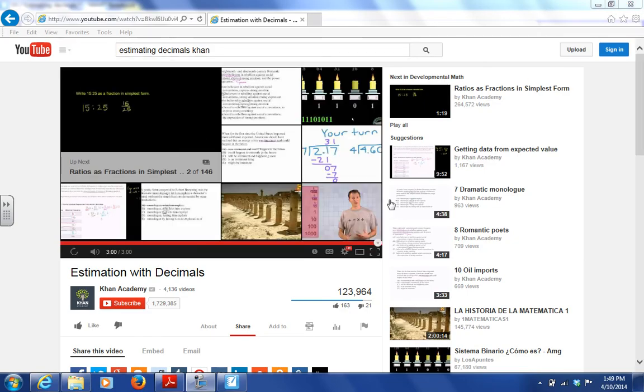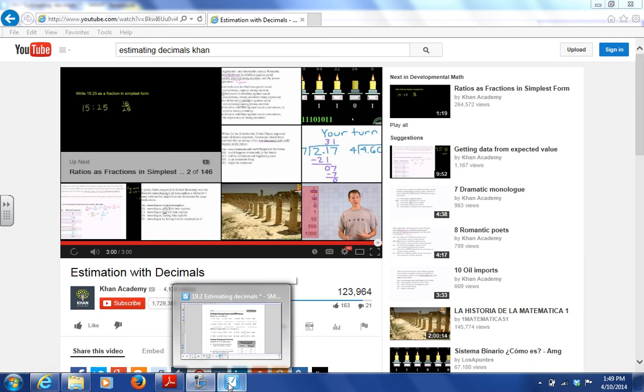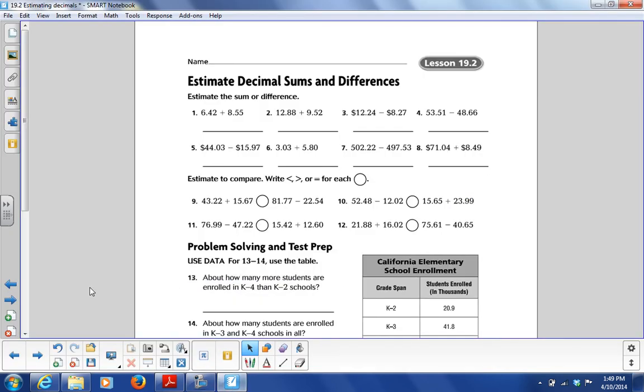Okay, so that kind of went over a little bit what we're going to do at the end of the week with adding up numbers by lining up the decimals. But basically you got the gist. We're going to round the numbers and add them together. Okay, so looking at our practice book page, if you want to get that out, number 1 is 6.42 plus 8.55. So I'm going to round it to the nearest whole number.